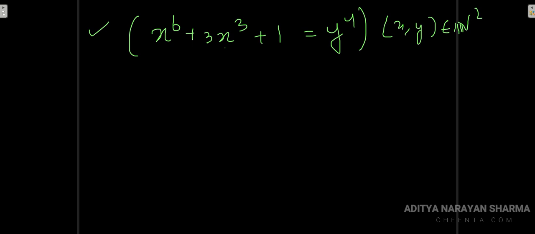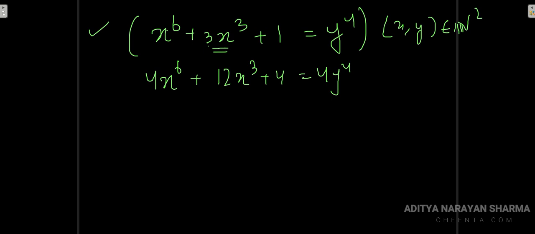We are not going to do this by writing 3x cube as 2x cube plus x cube. So remember, never split the terms. Try to utilize all of the terms, and do it so that only the constant term changes. To do this, we multiply 4 on both sides, and by multiplying 4 we get 4x to the power 6 plus 12x cube plus 4 equals 4y to the power 4.